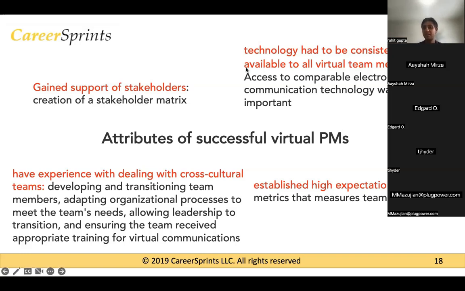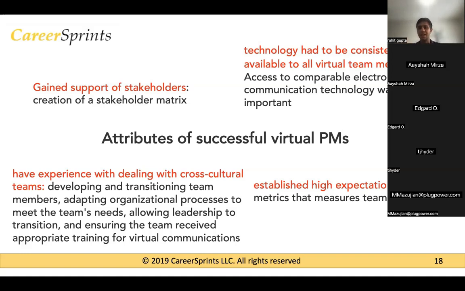Okay. Next is technology should be consistent and available to all virtual team members. So what they're basically saying is that any type of virtual communication technology that you use, whether it's a collaboration tool, or a communication tool like Slack or Jira, any tool that you can pretty much think of, if you're using a collaboration tool, it should be consistent. Like team A should not be using a different tool in comparison to what team B is using.